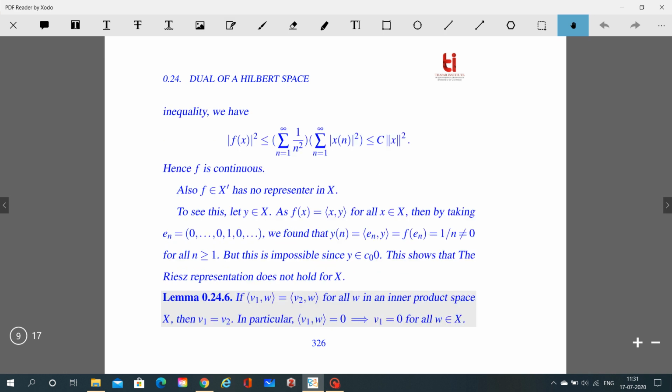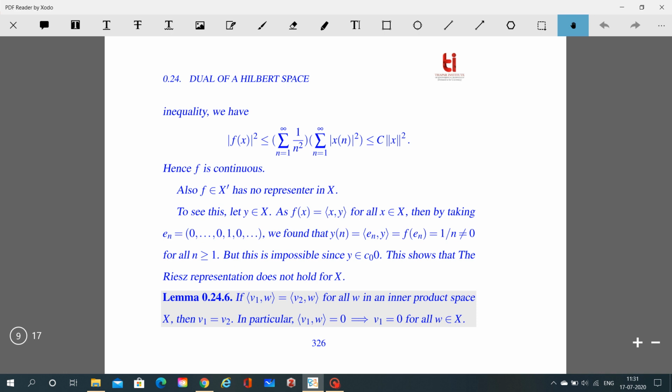So we say that the modulus of f of x squared is less than or equal to the summation of 1 by n squared, into the summation of the modulus of xn squared, which is less than or equal to c times the norm of x squared. Hence f is bounded. If f is bounded, we can say that f is continuous.